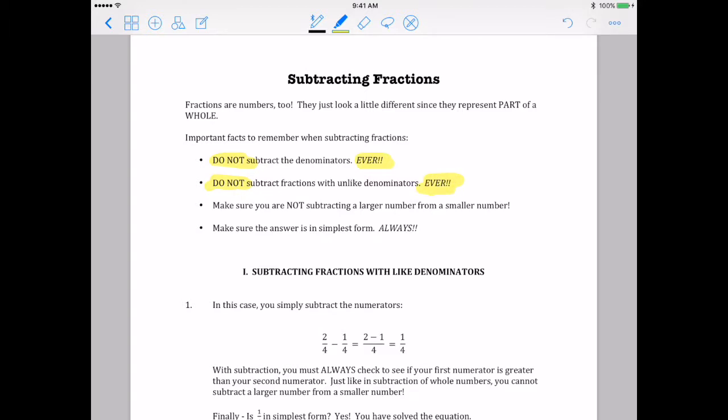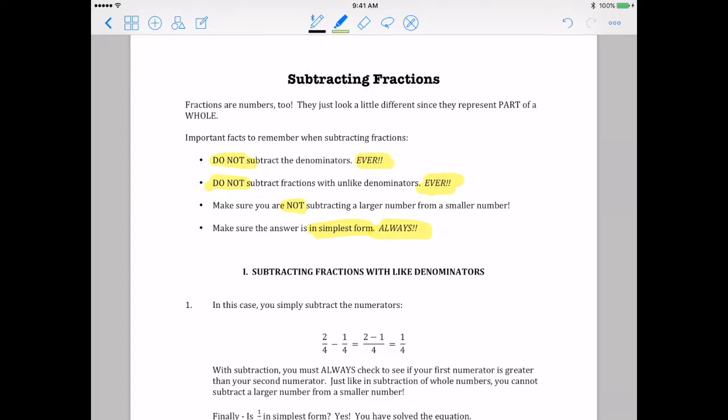Make sure you are not subtracting a larger number from a smaller number, just like in regular subtraction. You can't take 5 away from 3. And finally, make sure the answer is in simplest form, always. All right, so let's start by subtracting fractions with like denominators.